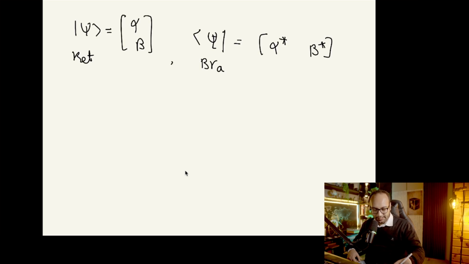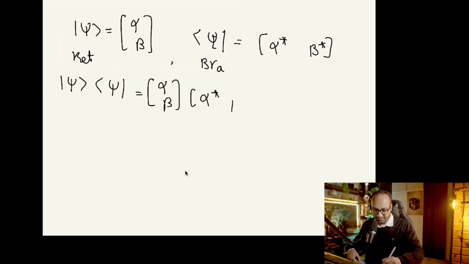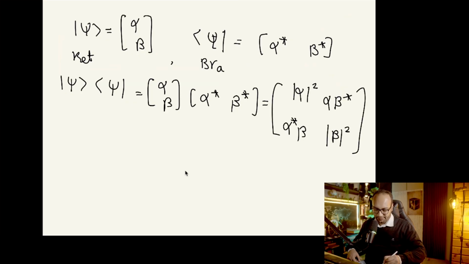Furthermore, we can get the outer product. The outer product of the ket and the bra would be, we have the ket first, then we have the bra, which means that we have the column vector of alpha and beta times the pseudo vector alpha star beta star, and this will give us a matrix now of alpha squared, alpha beta star, alpha star beta, and beta squared. And this is called the density matrix.